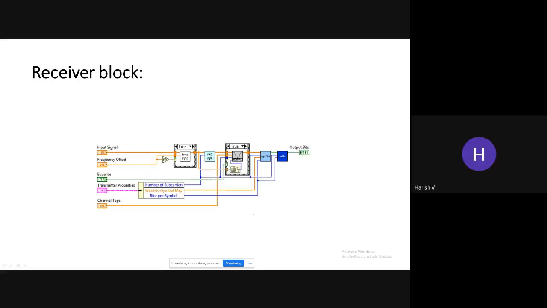This is about your receiver. Yeah? Ma'am, last 10 minutes for this session, ma'am. Yeah, okay. I'll just show the output waveforms and then complete.